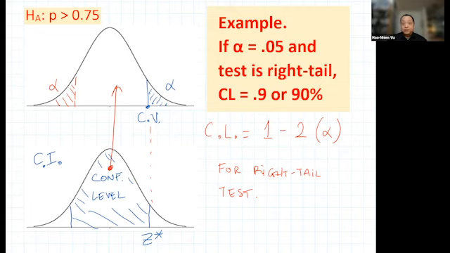For example, if the problem gives you alpha equals 0.05, but the test is a right tail test where the alternative hypothesis HA has a greater than sign, then the confidence level is actually 1 minus 2 times 0.05, and that makes it a 90% confidence level, not 95%.